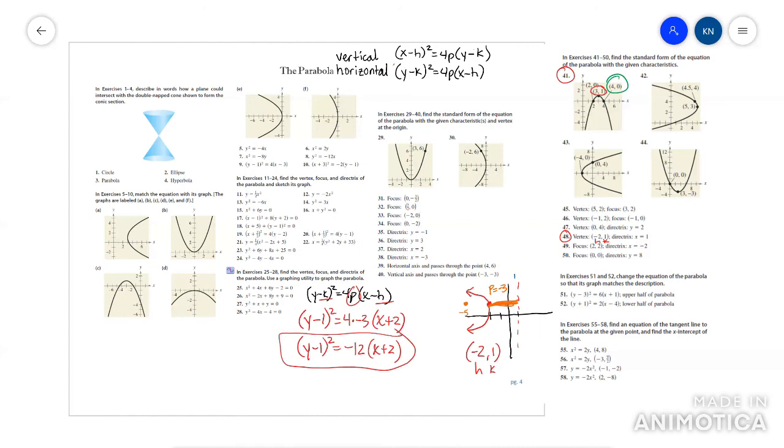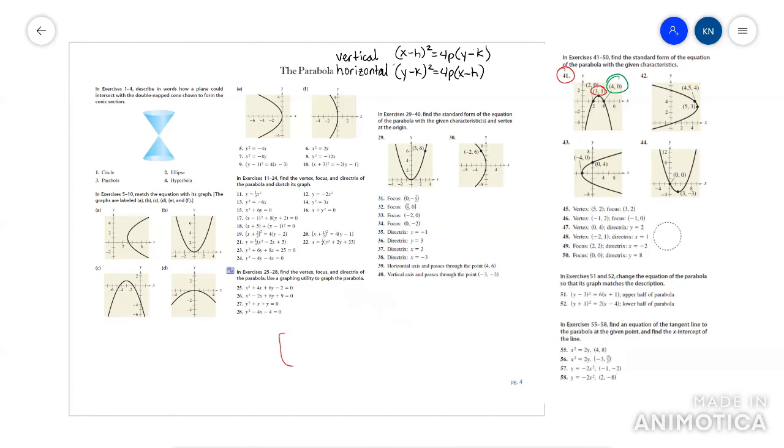Now, the worst case scenario for you on that one is probably if they give you just a focus and a directrix, like the next one. That's when these can get a little tricky, but they're still, in my opinion, not that bad overall. So let's look at number 49. No, that's going to be another horizontal. Let's go to 50.